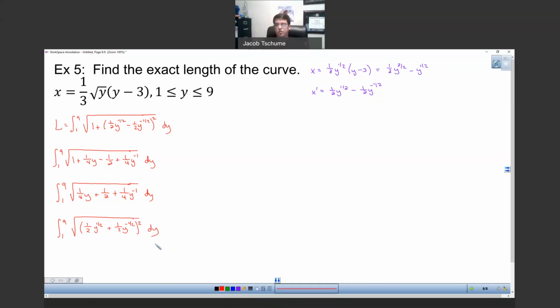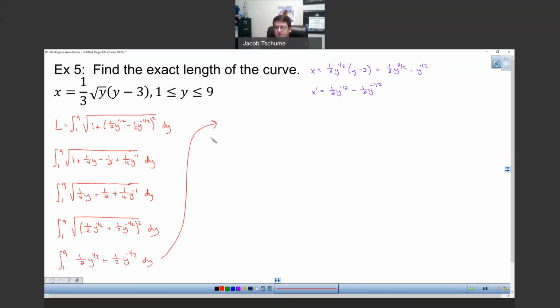Taking the square root of the squared term now allows me to write this as the integral from 1 to 9 of the, I meant to cancel the square root, don't do that. The square root and the squared cancel, and you just get 1/2 y to the 1/2 plus 1/2 y to the negative 1/2. After all of that, you can finally start integrating this function.